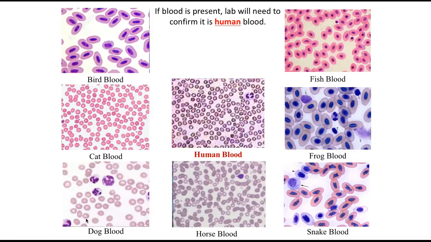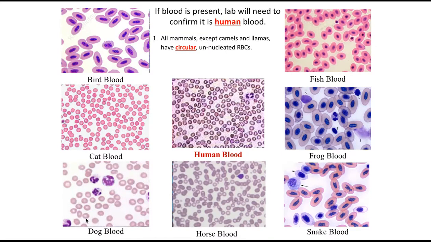Now, you might be thinking, okay, so these tests tell me if I have blood, but it's not telling me if it's human blood. That's where there are some more steps. So if blood is present, we need to be able to confirm that it actually came from a human. And you can do this by looking at blood microscopically sometimes.